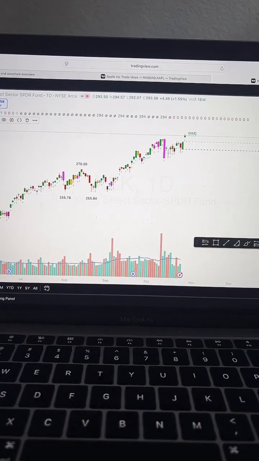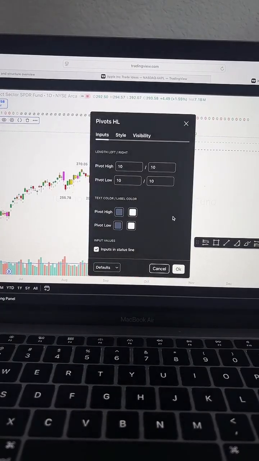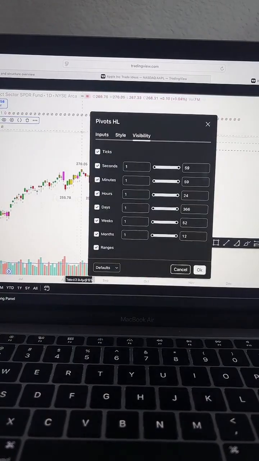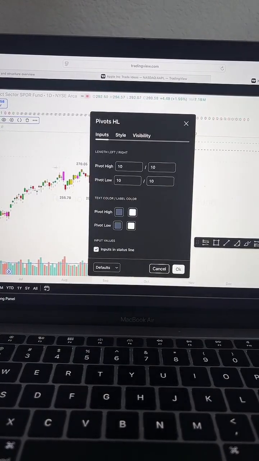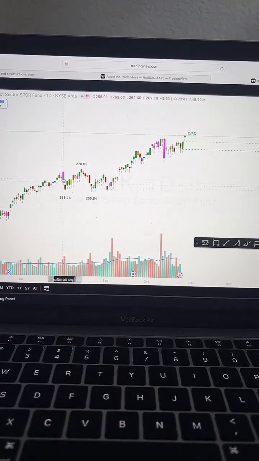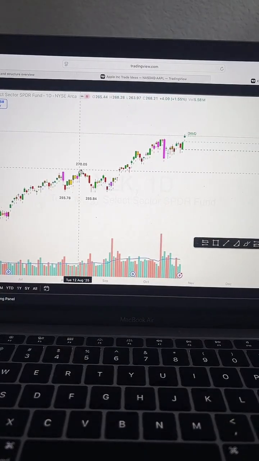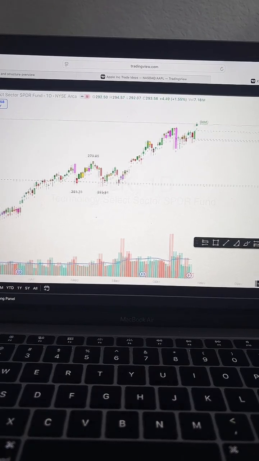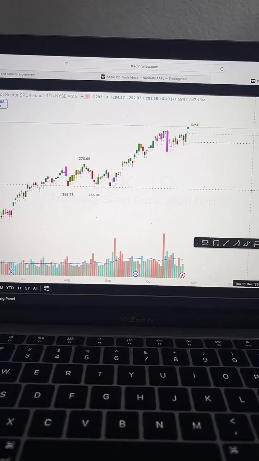On TradingView, I have the Pivots High Low indicator. For anybody that uses TradingView, it's the pivots high and low. I think I have everything at default. I don't think I ever changed anything on there. What that does is it automates the swing highs and lows on the chart, and that's how it helps me find my structure, because you can just connect them, right?